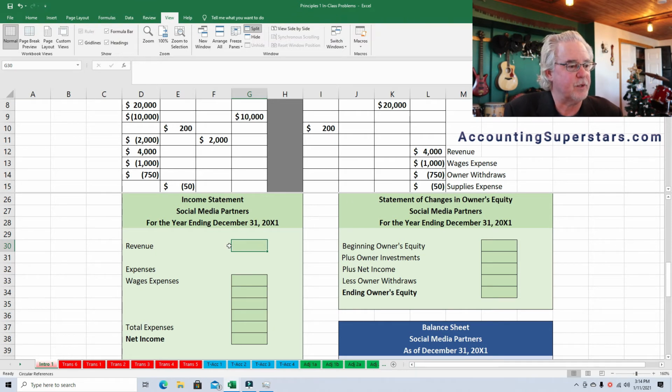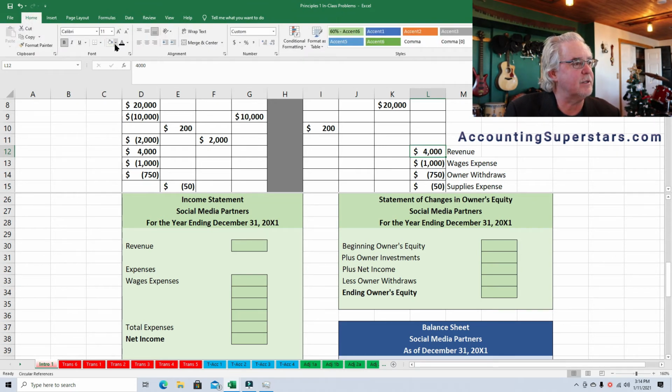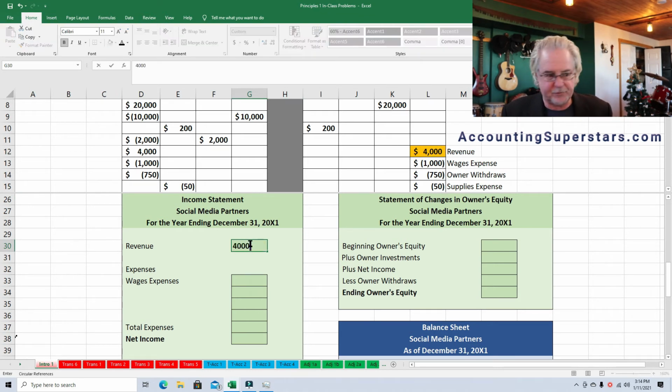So revenue is going to go right here on our income statement. And it looks like we earned $4,000 worth of revenue. I got it right from here, right in this chart. In fact, I can highlight it just so you can see where I'm getting it. So here we go. It's right there, $4,000. So I'm going to type in $4,000. And then next, I'm going to write down the expenses.